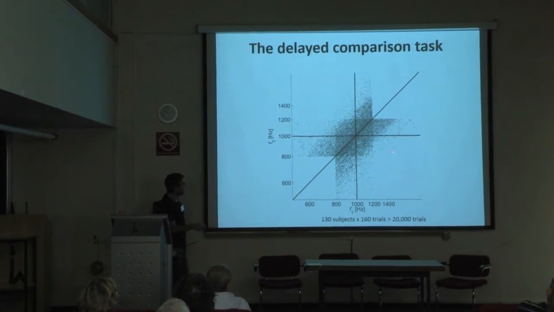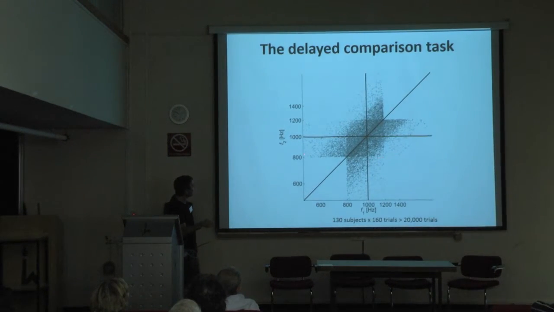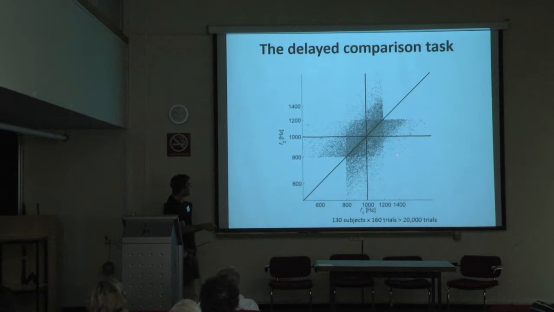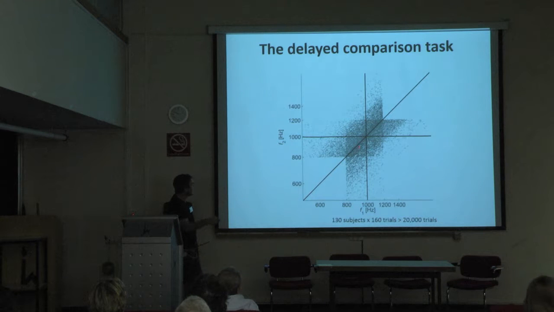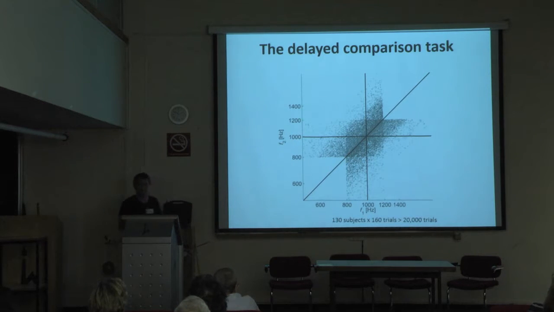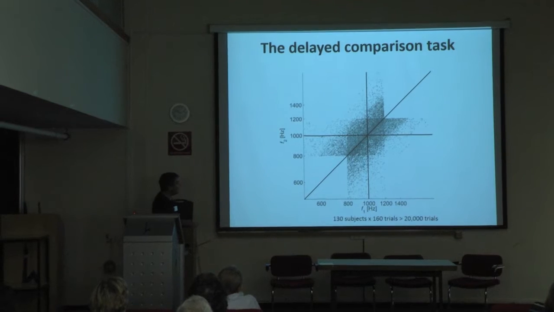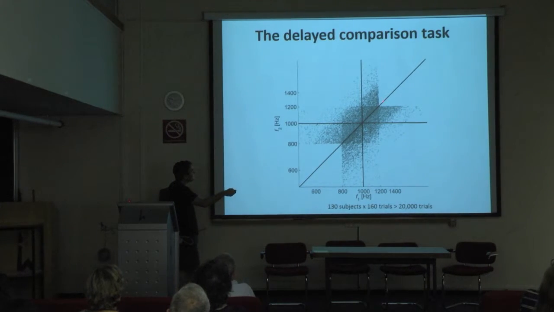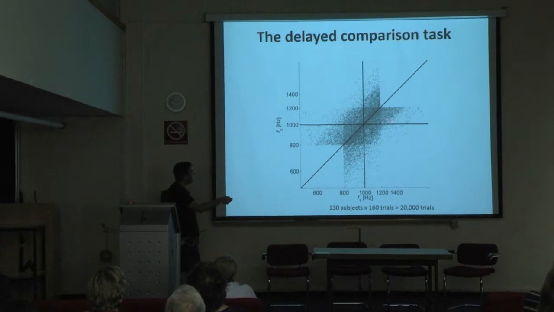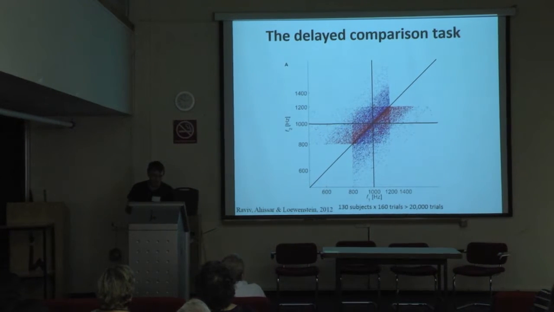So this point corresponds to a trial where the frequency of the first tone was 1400 hertz, and the frequency of the second tone was 800 hertz. Now, the more difficult trials are trials for which F1 is closer to F2. The two frequencies are similar, so the closer you are to the diagonal, the more difficult the trials are. The further you are from the diagonal, the easier the trials are. So naively, you expect more errors in the region in which the two frequencies are similar, compared to regions where the two frequencies are very different.